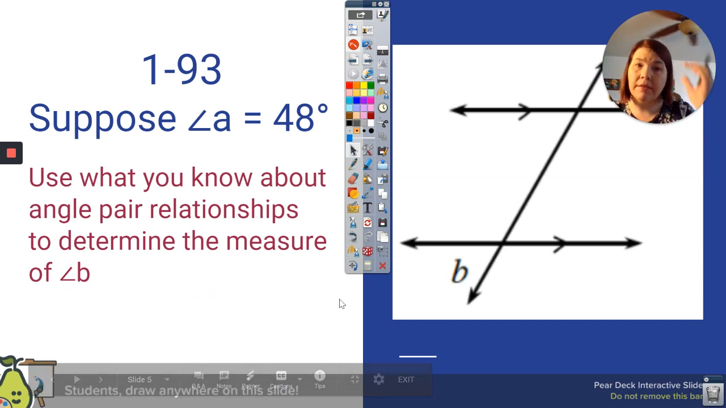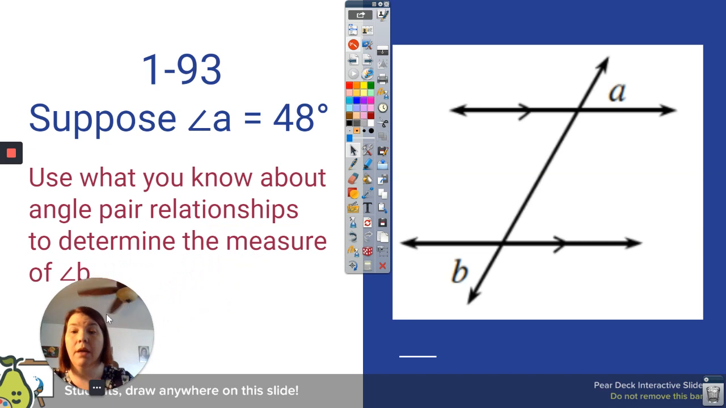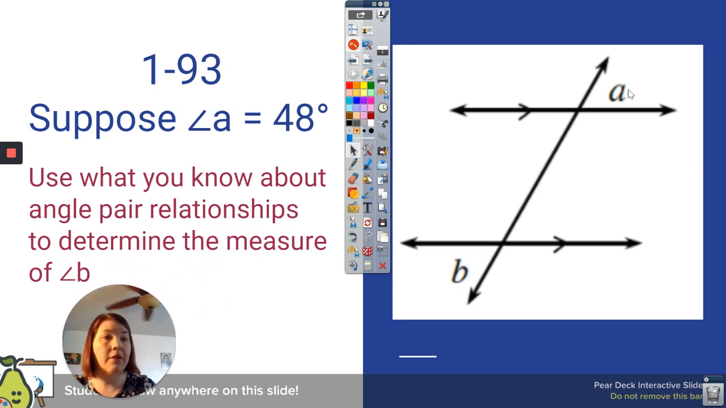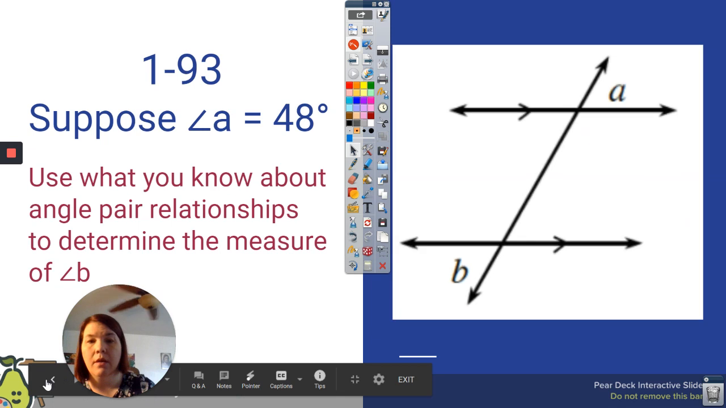A is still 48, and now my picture is on top of it. We don't want that. So A is still 48. What is the measure of angle B? Can you figure it out? Go ahead. I'll wait.